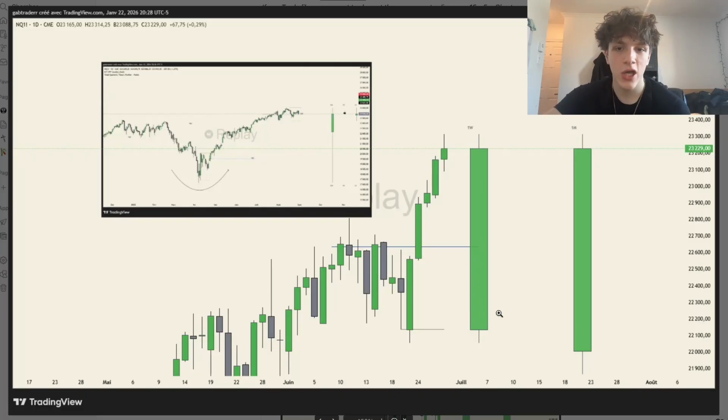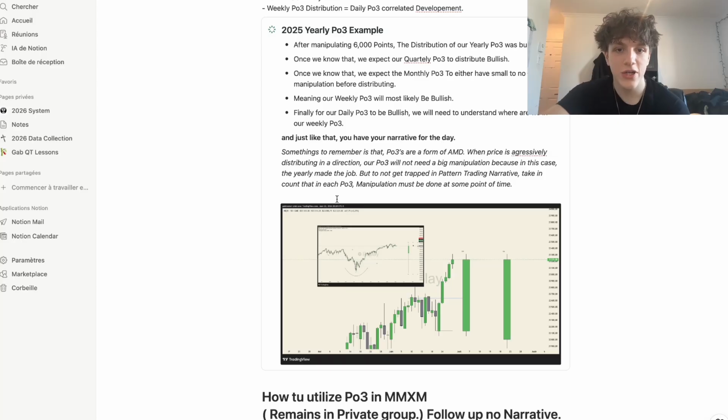Now, I took a weekly power of 3 as an example. I could have taken monthly. We don't really care. But as you can see right there, price opened on Monday, this candle right there. We dropped down, took out Friday's low, and then expanded 5 days straight above. It was right there on the chart. And just like that, you have your narrative for the day.